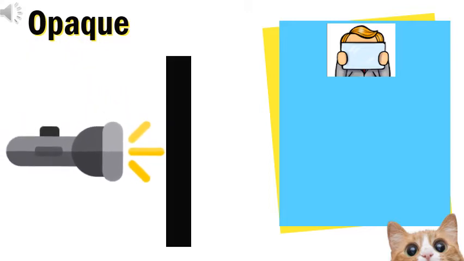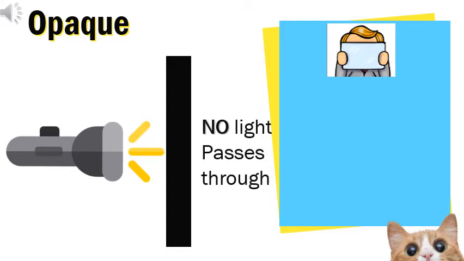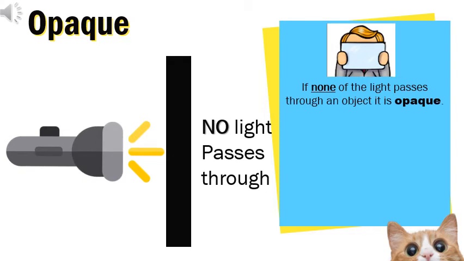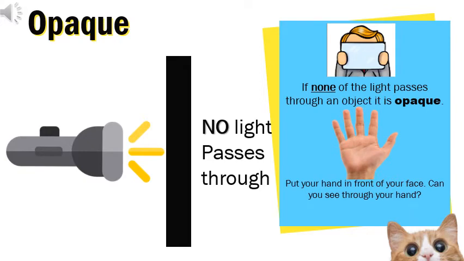Our next word is opaque. Let's look at our flashlight again. This time, it cannot pass through the object. No light passes through. If none of the light passes through an object, it is opaque. Put your hand in front of your face. Can you see through your hand? No, it is opaque because no light can pass through.